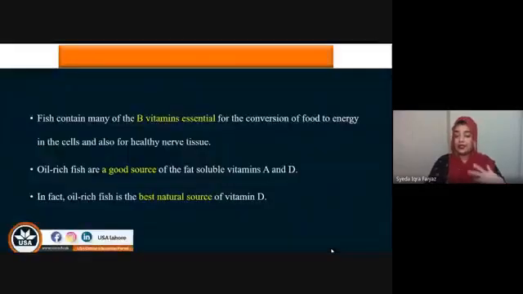Now, this was all about fish cookery. Just now, we are going to start with the parts of the fish, and we will study the different cookeries of the fish, how fish is cooked, in the next lecture.